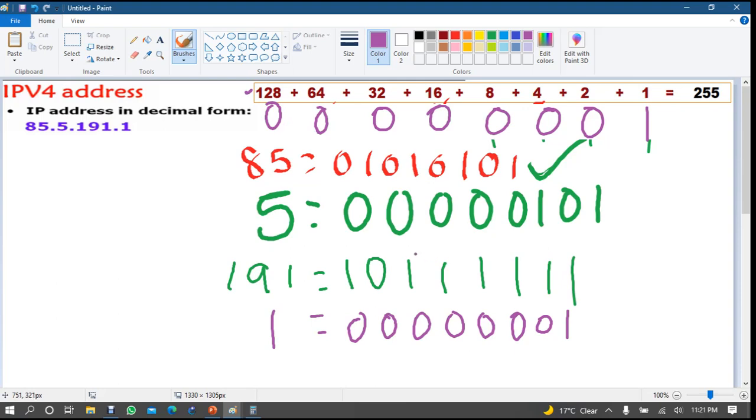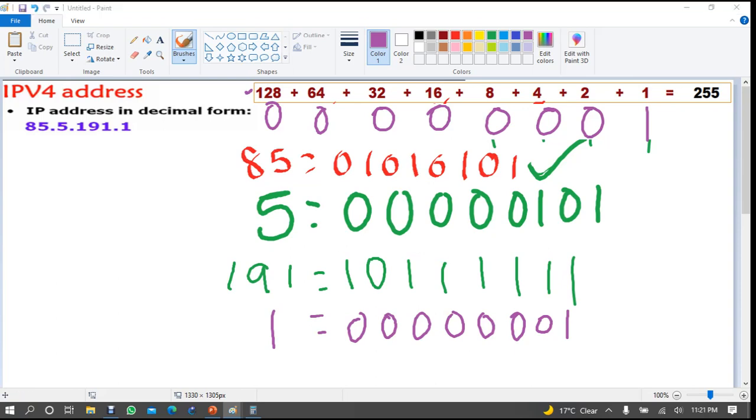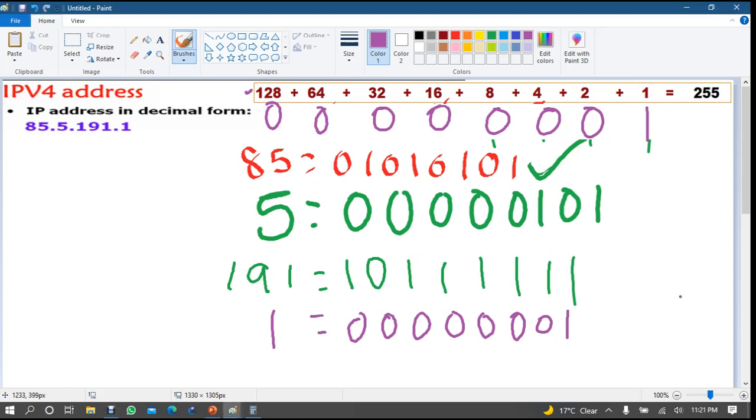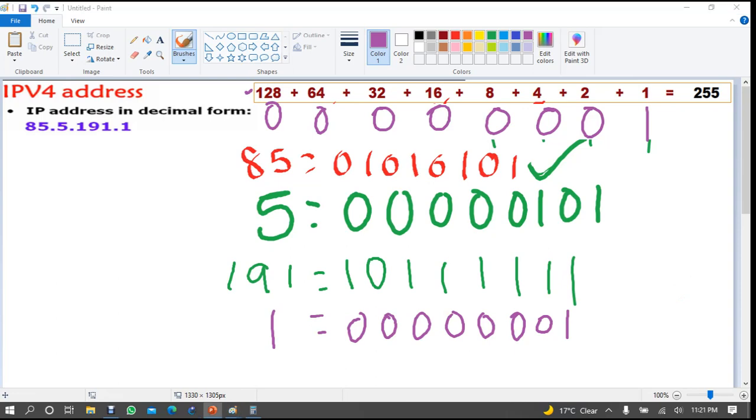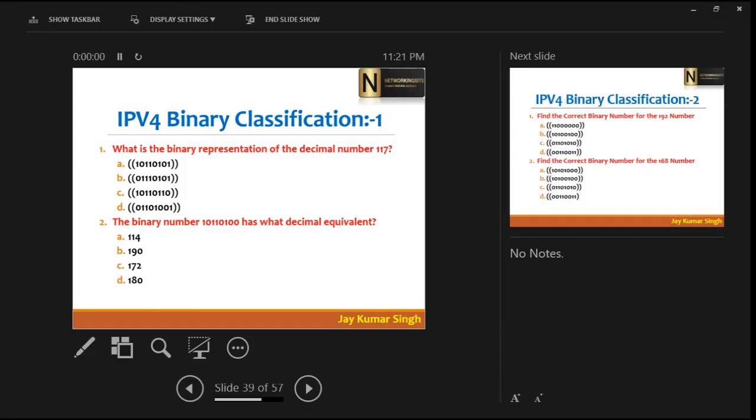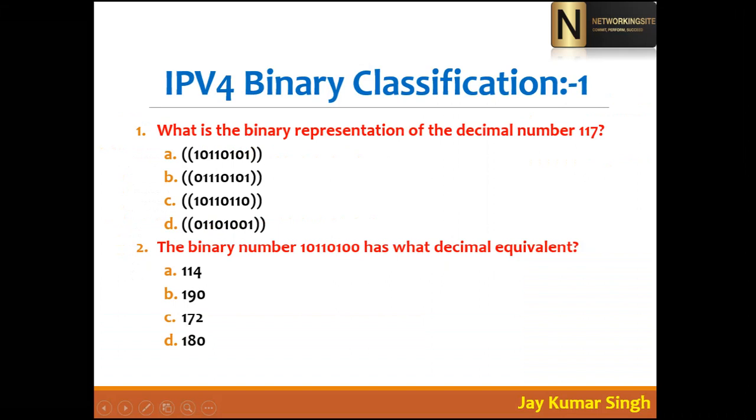We will be sharing some assignments with you. Complete those assignments and let me know whether you are able to convert binary to decimal or not. See here, these are the assignments. These are binary numbers. What is the binary representation of decimal number 117? I told you how to find it out.